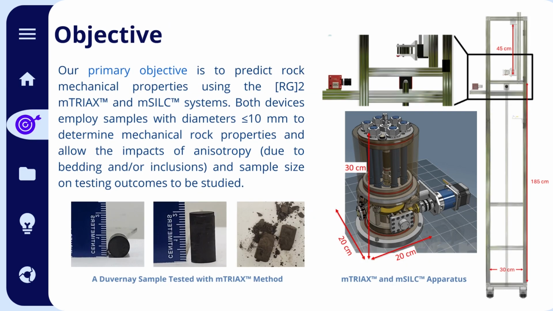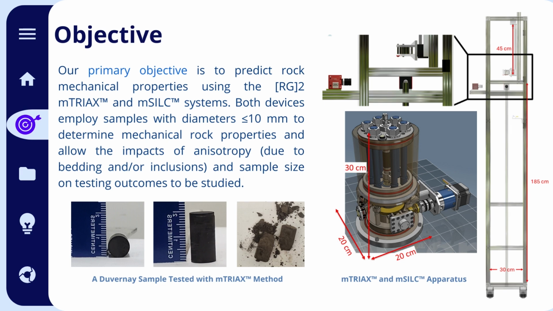Our main goal is to forecast rock mechanical properties by using two systems designed and built at the Reservoir Geomechanics Research Group here at the University of Alberta, the mini-triaxial cell and sudden impact load cell systems. These systems utilize samples with diameters of 10 millimeters or less to analyze mechanical properties of rocks. By doing so, we can examine how anisotropy and sample size can influence the outcomes of our tests.